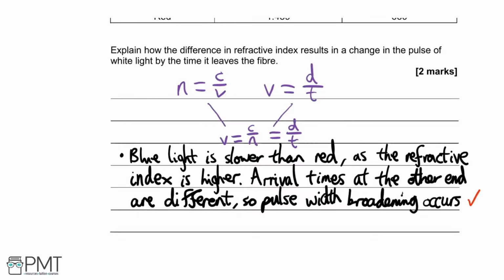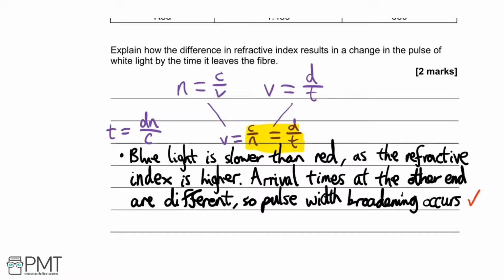Now, just to explain how we can tell this, if we look at the equation that we've just written down, v equals c over n, which is equal to d divided by t. If we were to rearrange that slightly, what you can see there is that actually the time taken is proportional to the refractive index. So the higher the refractive index, the longer it takes for that light to travel from one end to the other of that fibre optic cable. So actually the blue light will take longer.